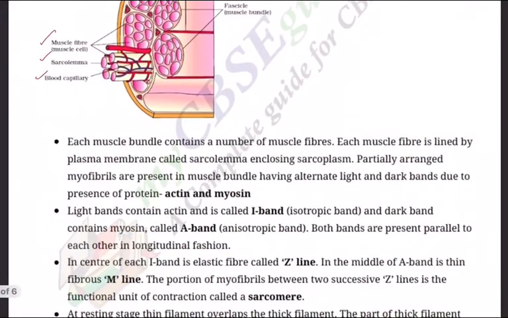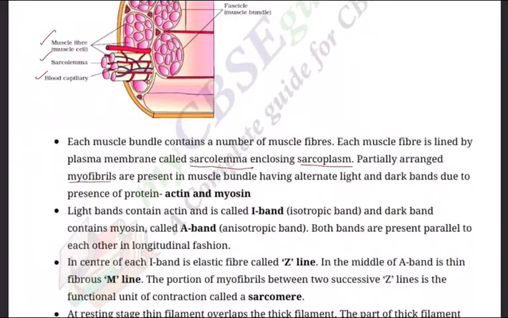Each muscle bundle contains a number of muscle fibers. Each muscle fiber is lined by plasma membrane called sarcolemma. You must remember this. Enclosing sarcoplasm, just like cytoplasm. Sarcoplasm, the liquid present in the muscle fiber.